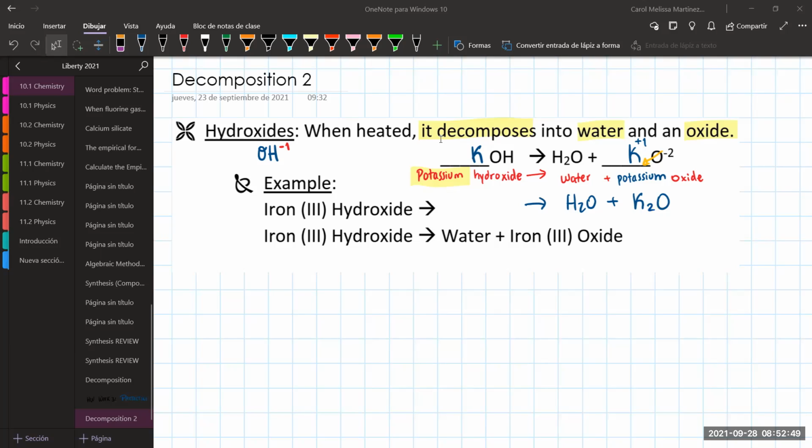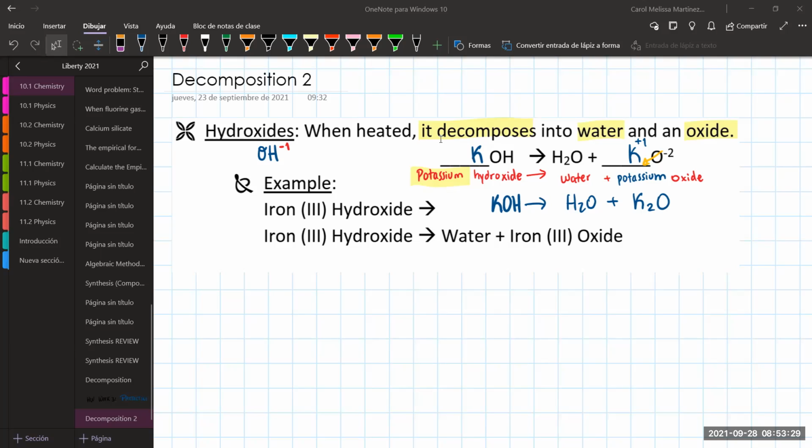So whenever you see a whole compound in a reactant alone, and it has hydroxide in it, it's going to produce water and oxide. And as I told you, the metal in the oxide is going to depend on the metal in the reactant. Of course, when you crisscross the charges, remember that you will crisscross only those that are different than 1. Charges of 1 are going to be ignored. You don't need to crisscross charges of +1 or -1.